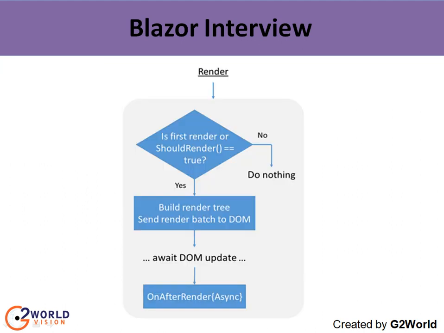Render. Go to first render or ShouldRender. If no, then do nothing. If yes, build render tree and send render batch to DOM. Await DOM, then call OnAfterRenderAsync.